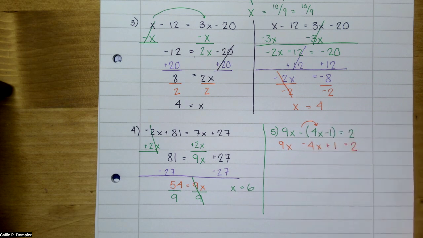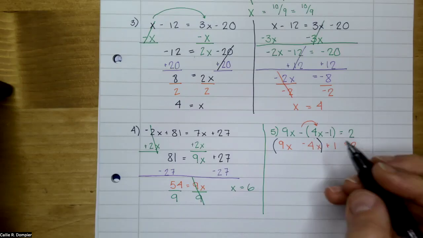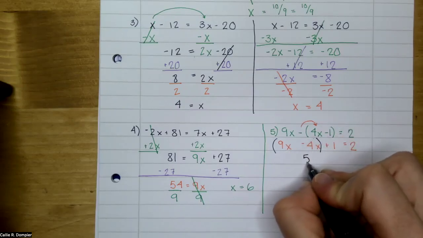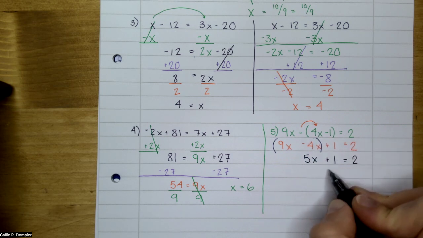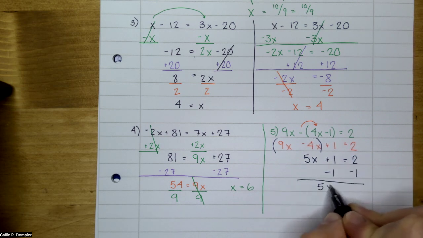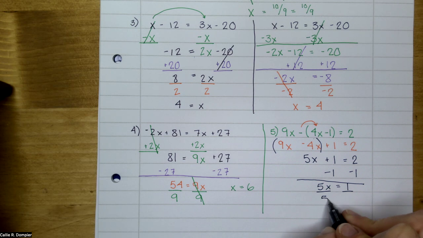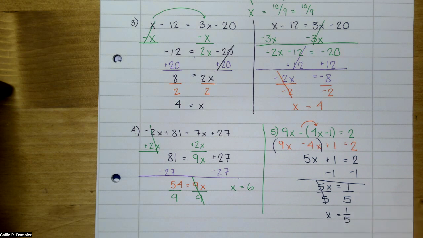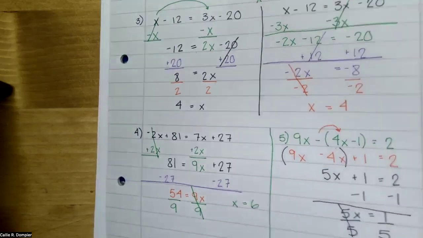So we've distributed that minus sign. We can get rid of the parentheses. And we can combine like terms. So the 9x minus 4x, you can just combine them because those are like terms. 9 minus 4 is just 5x plus 1 equals 2. I'm going to move that 1 over. So it's being added. I'm going to subtract it. 5x equals 2 minus 1 is 1. Divide both sides by 5. X is 1/5 for number 5. Good? Okay.